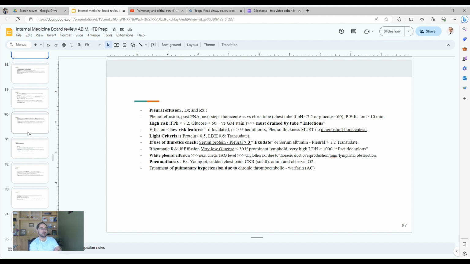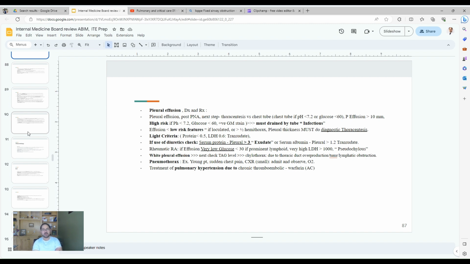If the pleural fluid shows severely low glucose, less than 30, that's very likely due to rheumatoid arthritis. If the pleural fluid looks white and there is a chylous or pseudochylous effusion, meaning the lipid is high, the triglyceride is high, that's very likely rheumatoid arthritis.